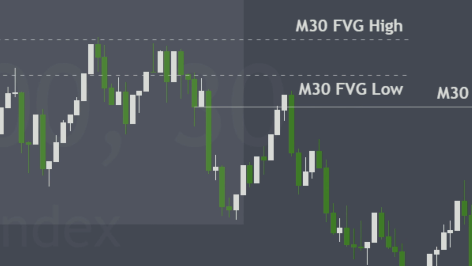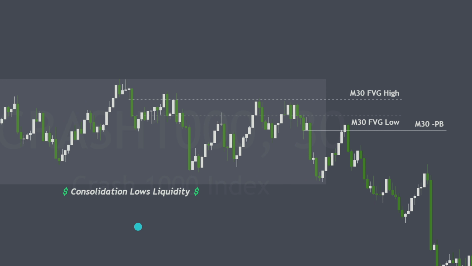I've talked about that in the series Boom and Crash Capitalizer, on episode 2. So check it out to know more about what a propulsion block is all about. We had them dropping and then coming back up into this propulsion block. Then it pushed price down to take out our consolidation lows liquidity. So that's what happened.